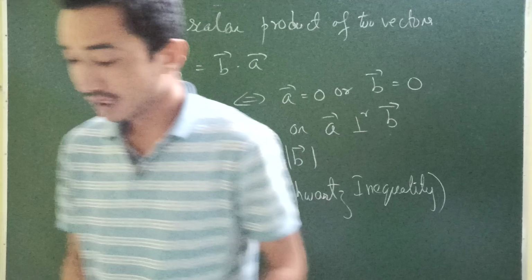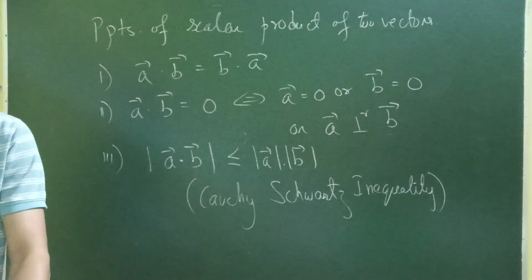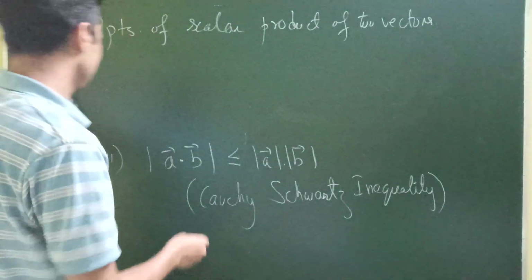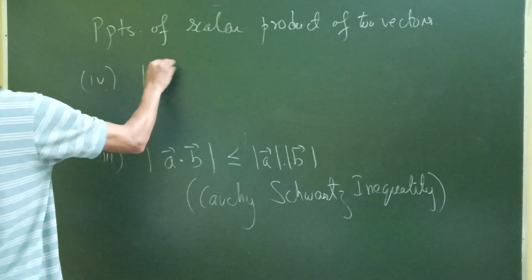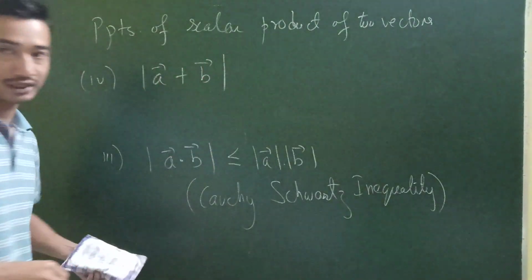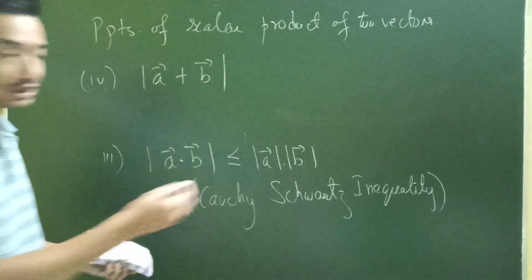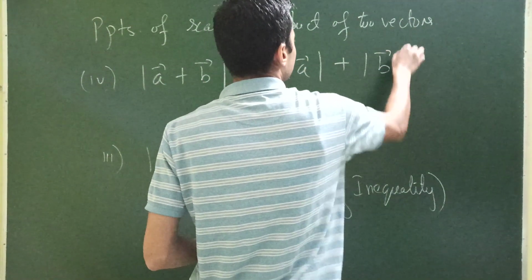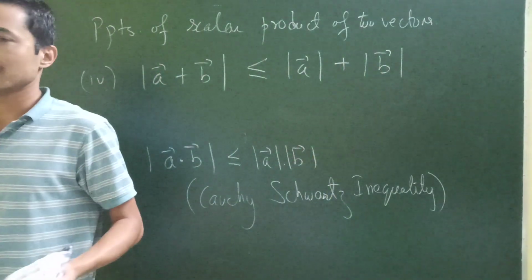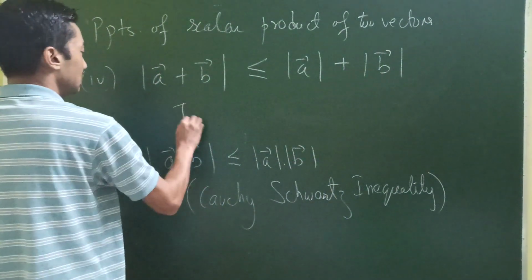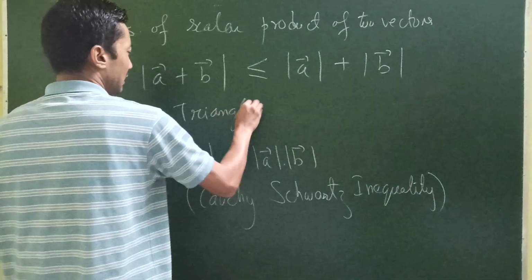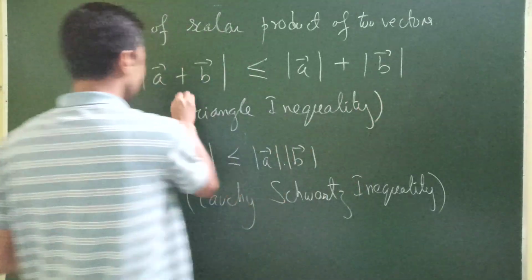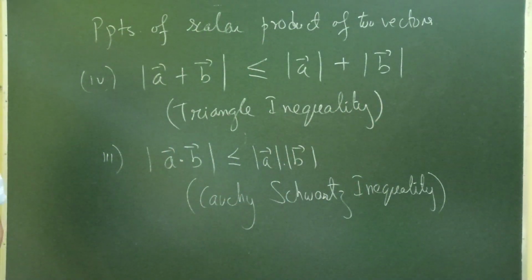Then another property that we have is the triangle inequality. That is number 4: the magnitude of the addition of two vectors is also less than or equal to the addition of the magnitudes of the two vectors, and this is called the triangle inequality.